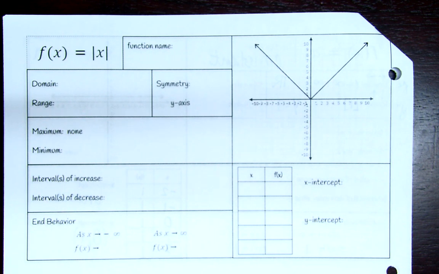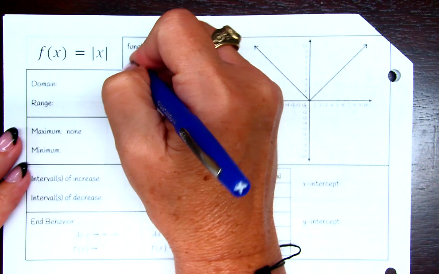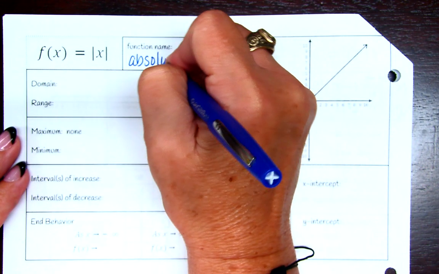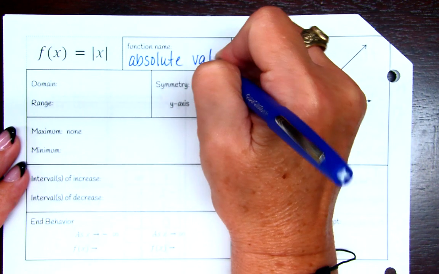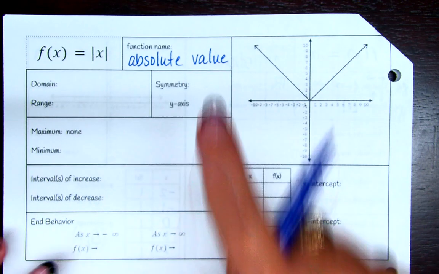What shape is it? All right, tell me what it's called. Absolute value. A-B-S-O-L-U-T-E value. How are you going to remember that this is called absolute value?